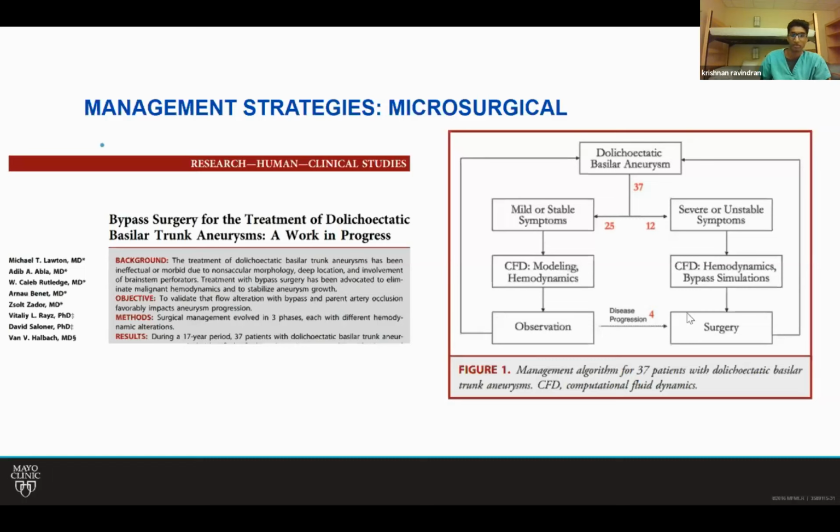His series of 37 patients was treated over a 17-year period, again underscoring the relatively low prevalence of this disease. In each of these patients, he sent the 3D reconstructed angiograms to an engineer he worked closely with, and they were able to perform computational fluid dynamics and essentially simulate a bypass on each of these aneurysms when surgery was indicated and considered for surgical planning.